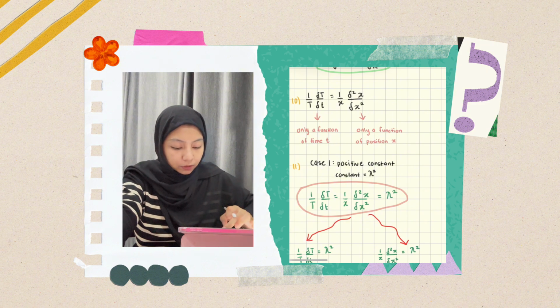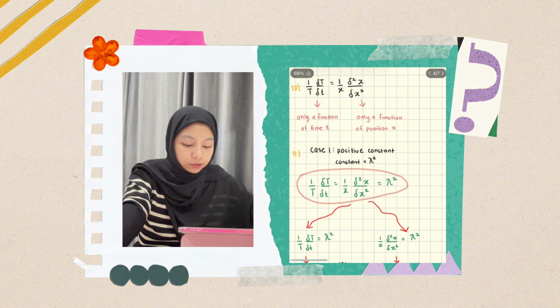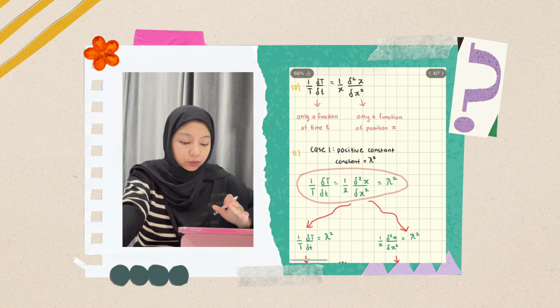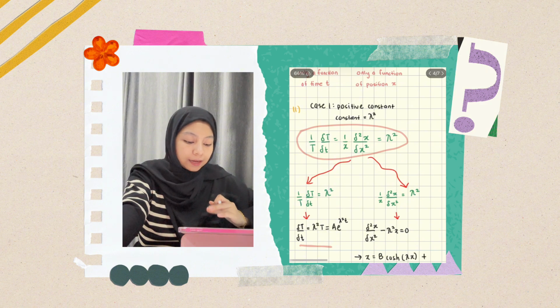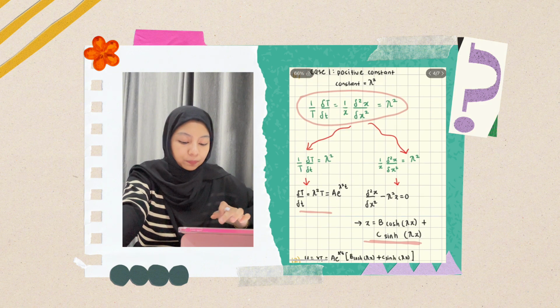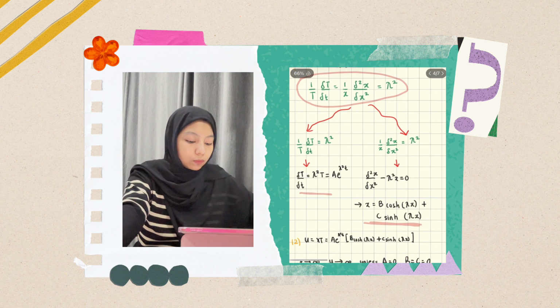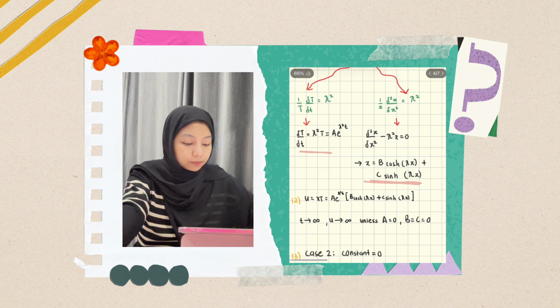Right now, let us start by choosing a positive constant. We can write the constant as lambda squared, then the separation equation will become like this in this red circle. Then we can break the expression into two separate ordinary differential equations, one in terms of t and the other in terms of x. Then we arrange the equation in t, and rearrange the equation of x. We'll get something like this.